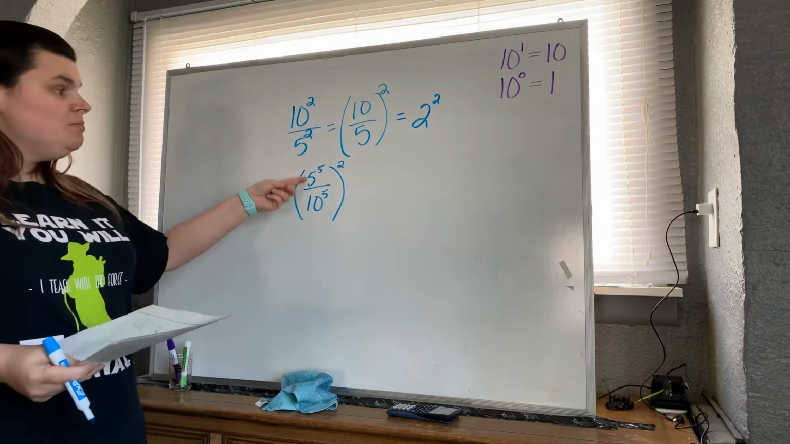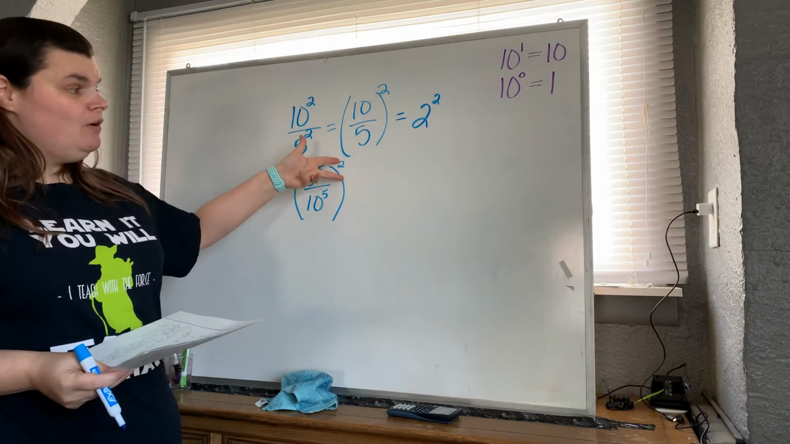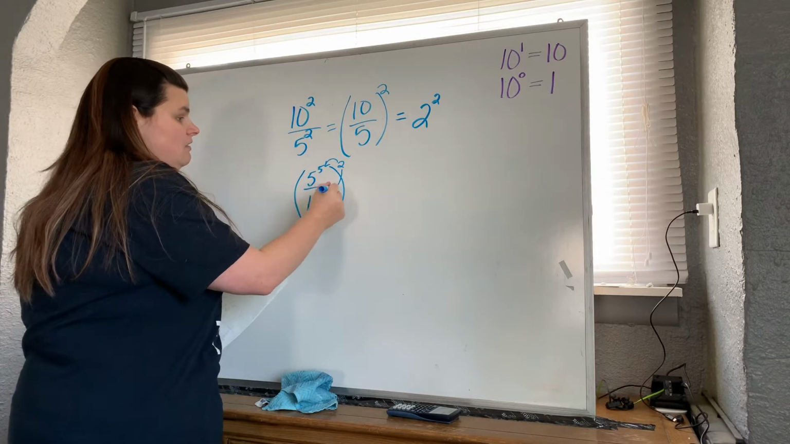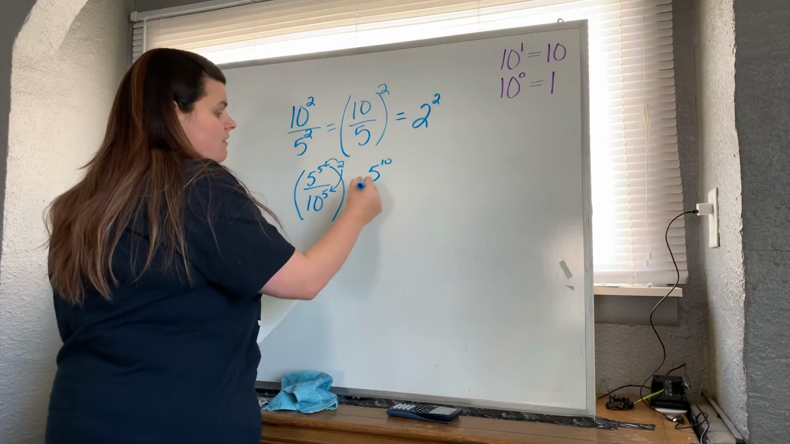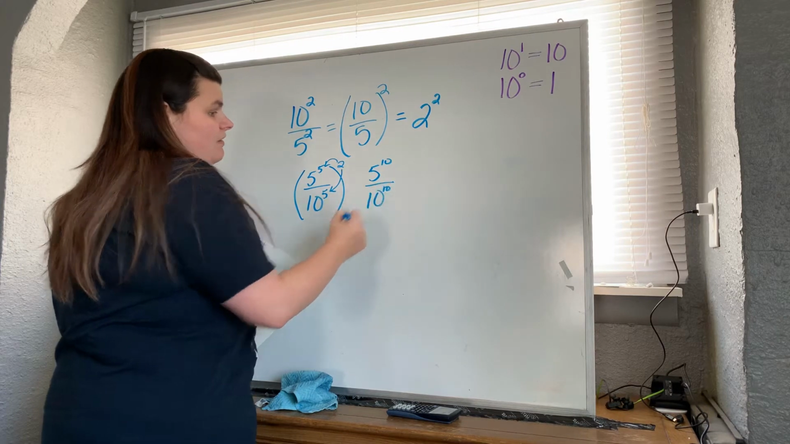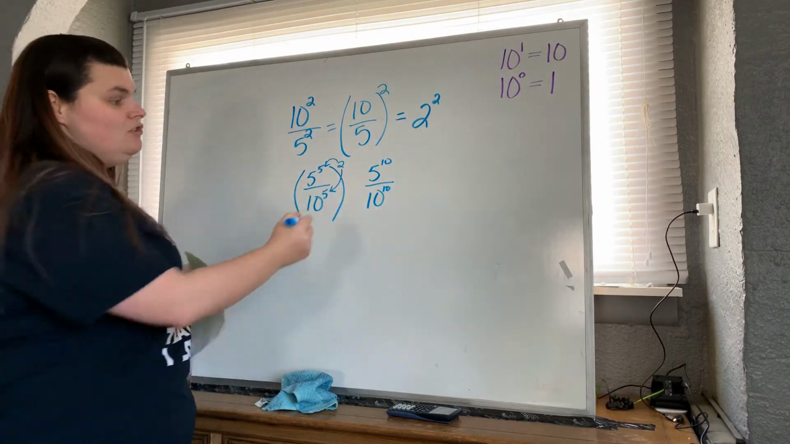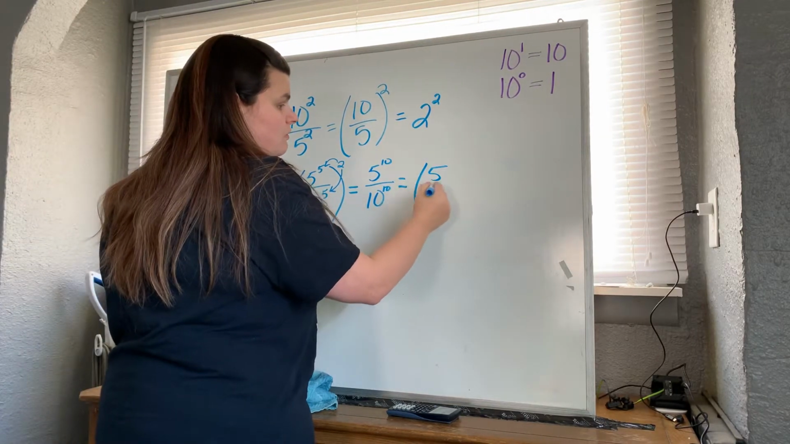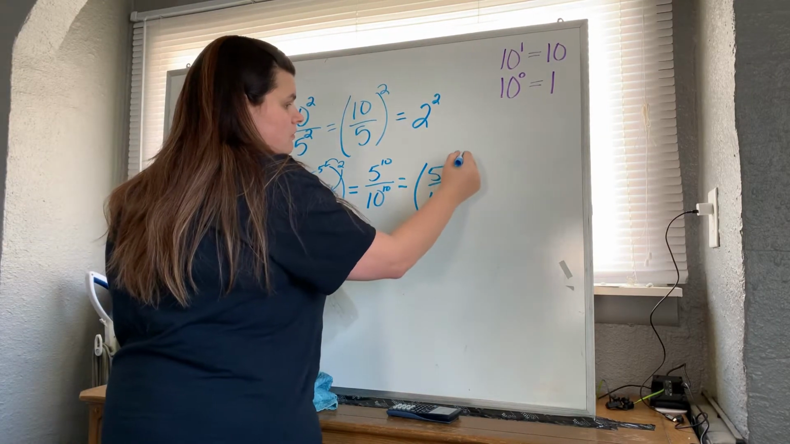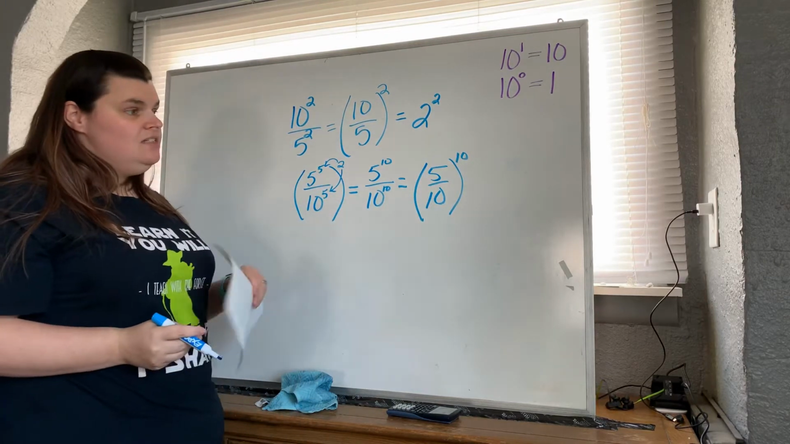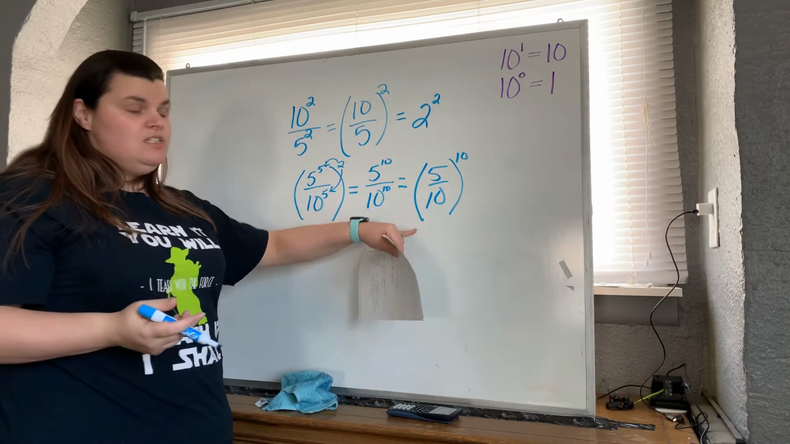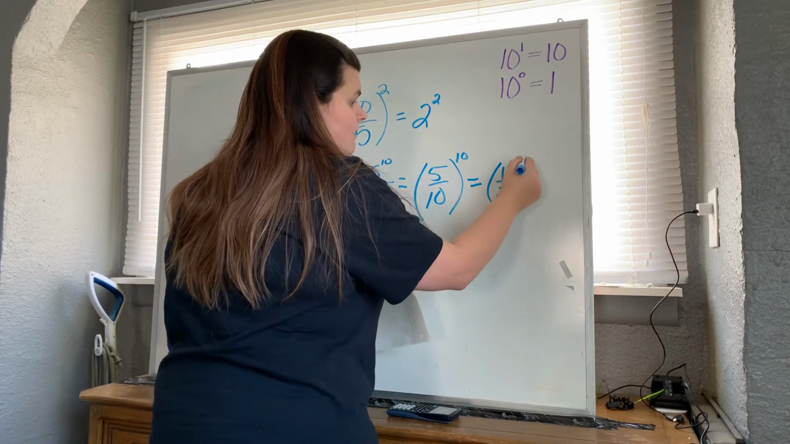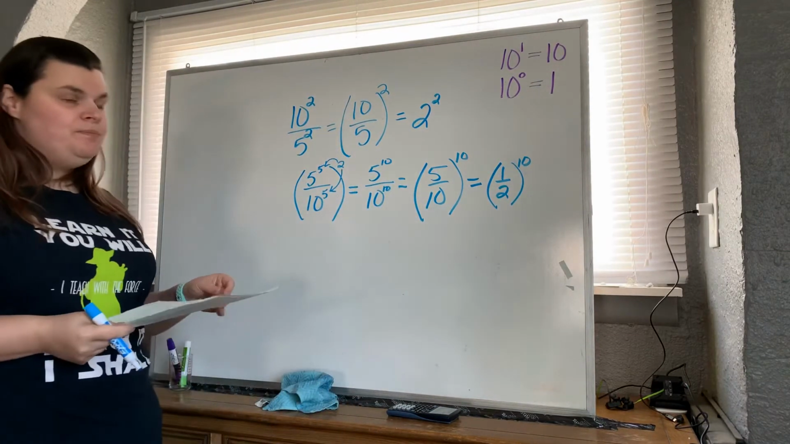So here I have a division problem and I have a power to a power. So we're going to start with that outside exponent and distribute it inside. So we have 5 to the 10th over 10 to the 10th. So again, my bases don't match, but my exponents do. Okay, 5/10 to the 10th. Now 5/10 reduces again to 1/2. So we have 1/2 to the 10th power. Okay?